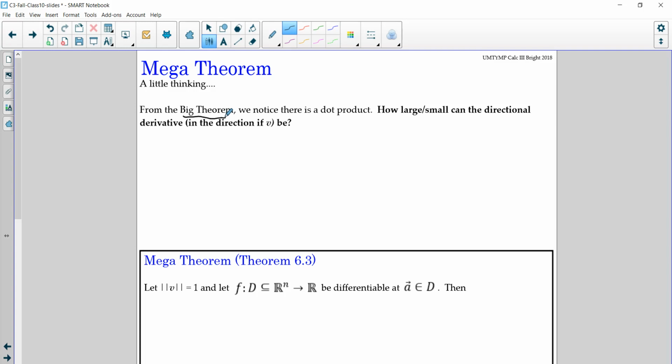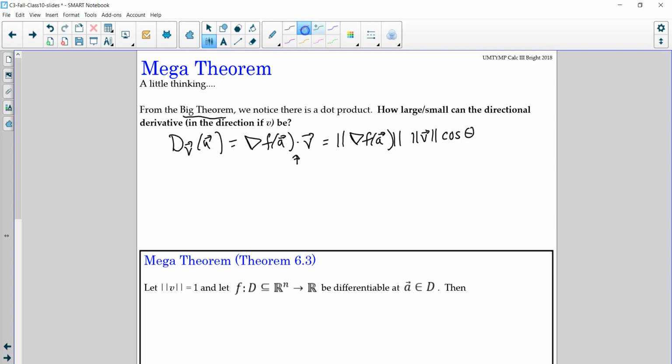Well, a follow-up that I have is: how large or small can the directional derivative be? If I think about the directional derivative in the direction of the unit vector v at a, we said that was the gradient of f at a dotted with v. But the dot product can be defined as the magnitude of the gradient times the magnitude of v times the cosine of the included angle.